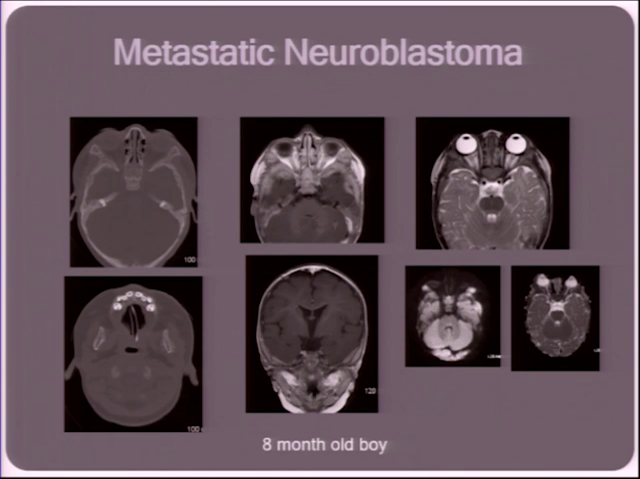Here's an 8-month-old boy with metastatic neuroblastoma, and the findings are best seen on the post-contrast T1 weighted images, where you can appreciate enlargement of the bones surrounding the orbits in the middle cranial fossa. There's abnormal enhancement lining those osseous structures. On the coronal post-contrast T1, you can appreciate the dural and/or extradural enhancement lining the middle cranial fossa bilaterally.